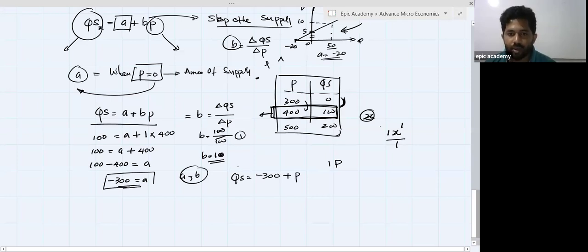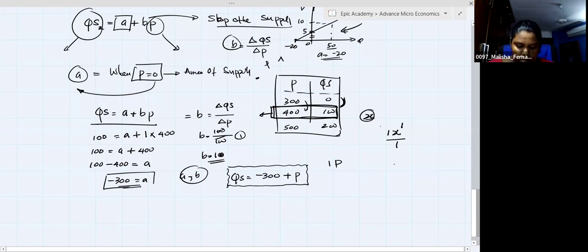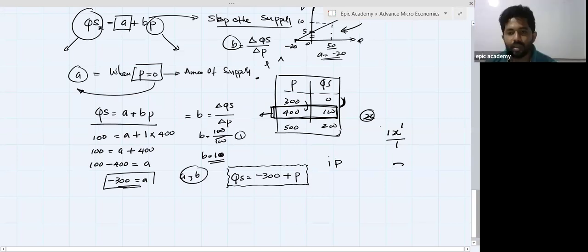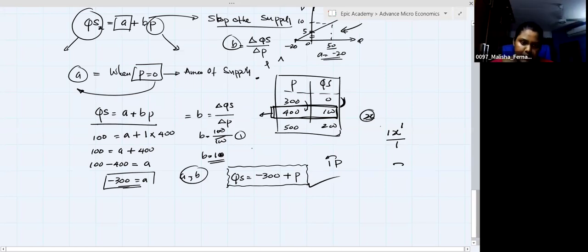Why? We are not going to put the value for the B because it is already 1. In front of the P, there must be a 1. No need to put the value. Okay, this is the equation. Are you okay with that one? Yes. Okay, right.